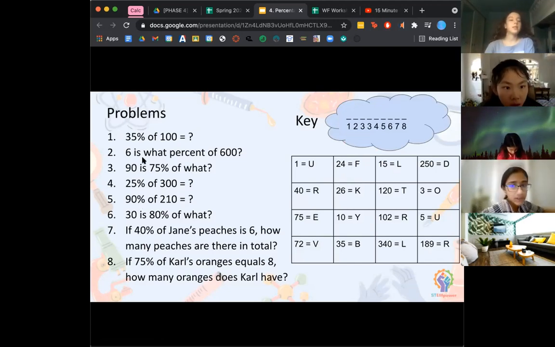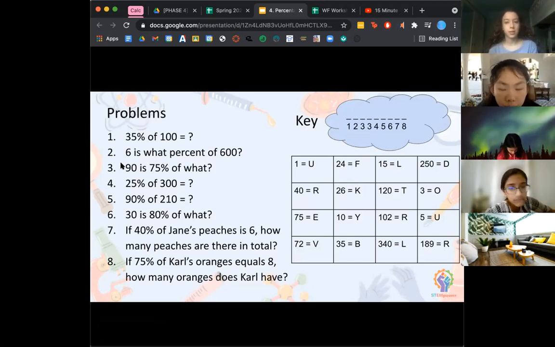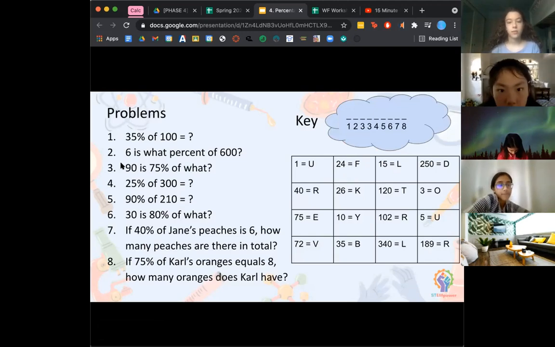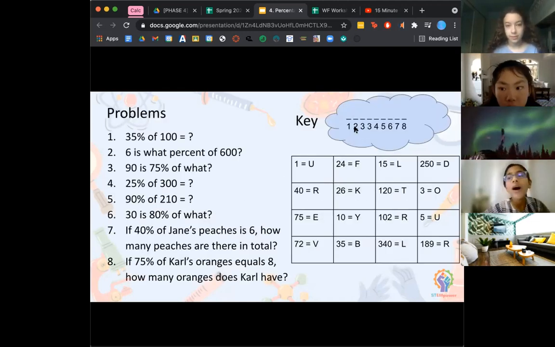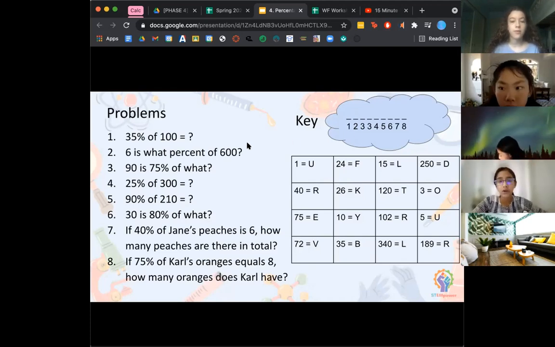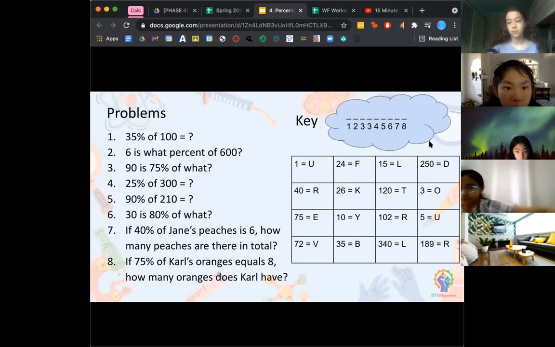So let's say for number 2, 6 is what percent of 600? Let's say the answer is 40. Okay, so you got 40. If you look here at the key, 40 equals R. So you would take R and put it in the number 2 spot right here. Oops, no, put it in the number 2 spot right here. And then once you have all your answers, it should spell out a word.